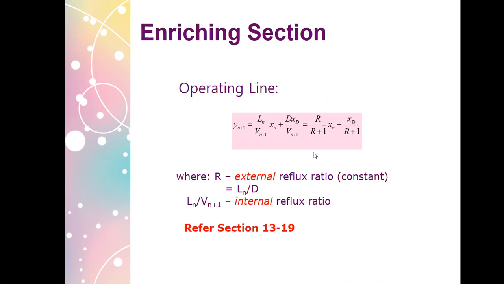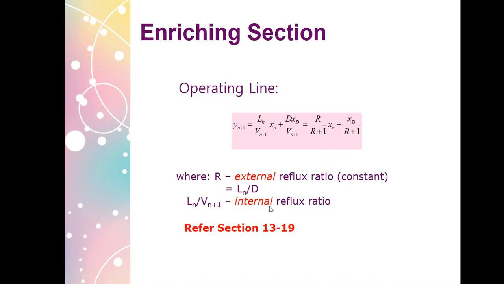So it's a line equation because the R over R plus 1 is the slope of the line, and this X sub D over R plus 1 is the y-intercept of that line. So this is a line of the form y equal to mx plus b. Now the R here is the external reflux ratio, and it is actually equal to L sub n over D.